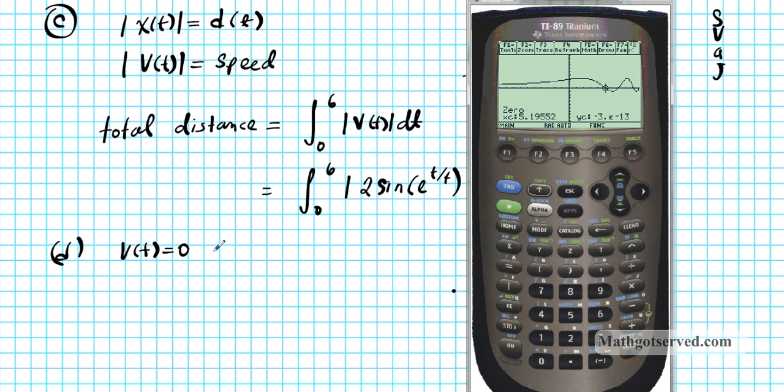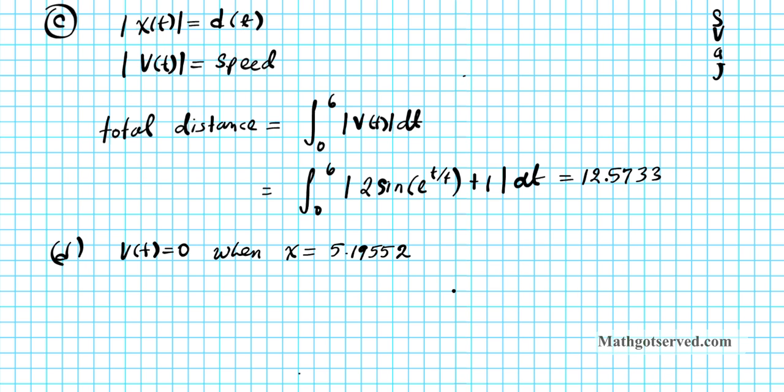All right, so let's go ahead and write it down. v of t is equal to 0 when x is equal to 5.19552. Okay, so the question says we should find the position of the particle at this particular time. So let's write this as t because our independent variable here is time. So t is equal to this value. So when t is this, what is the position?